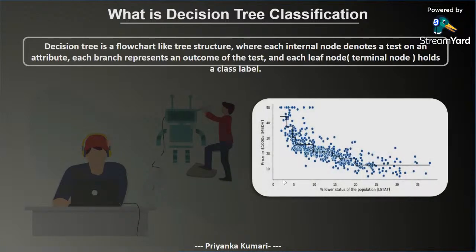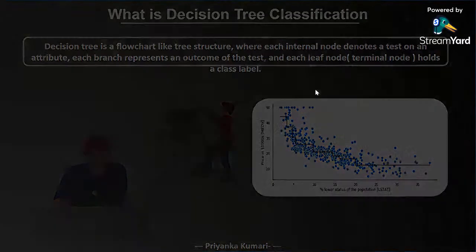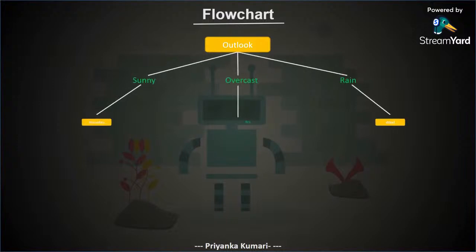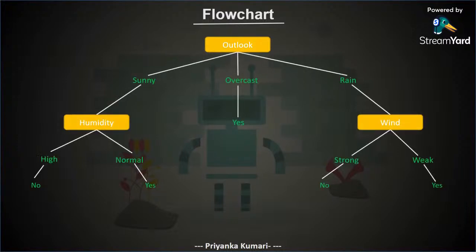So the definition would remain the same because it's also a decision tree only. It is a flowchart with internal nodes, which represent the test cases, and finally there would be a leaf node. Now let us look at the workflow or flowchart of decision tree classification. In decision tree classification, we also have the same definition because it is also a decision tree, but it can be used both for regression and classification.